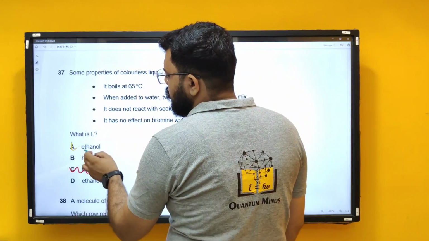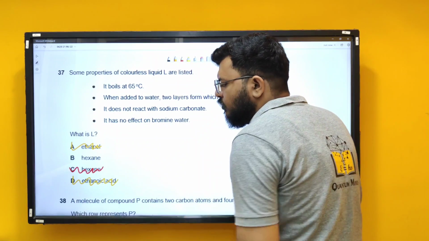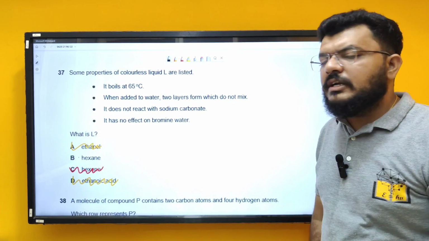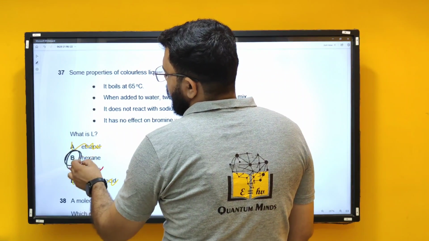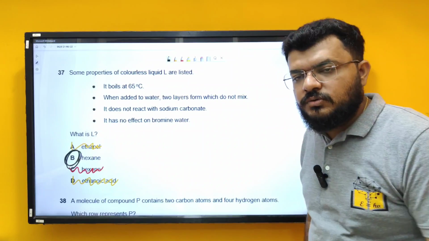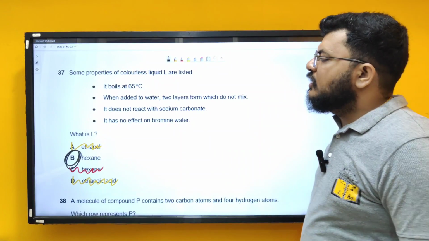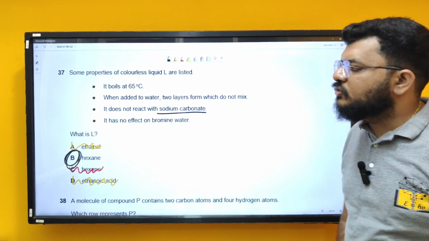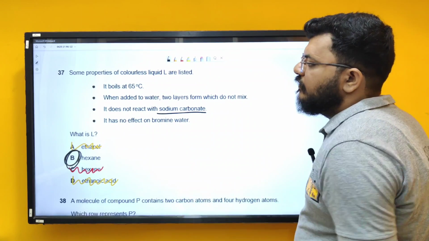So ethanol is soluble in water. Ethanoic acid is also soluble in water. Both of them are soluble because they have dipoles, right? Hexane does not and forms a two-layer solution, or it just does not mix with water. It is immiscible. It does not react with sodium carbonate. Yes, it will not react with sodium carbonate. Okay, because it does not have anything to react.